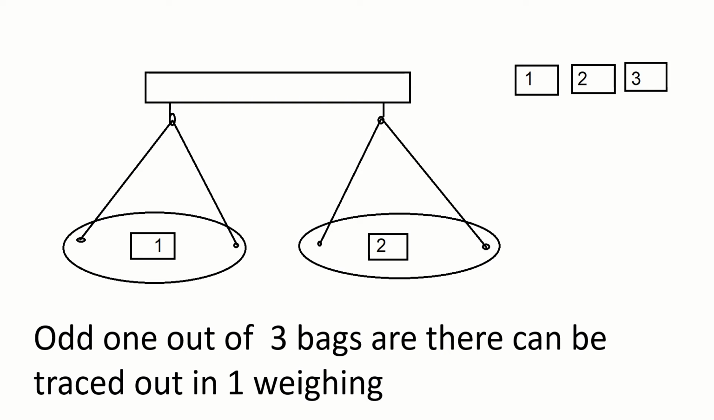It is simple. You put one bag on one pan and one bag on the other pan. You weigh. If any pan goes down, then that is the heavier one. If the two pans are equal, at the same level, then you can say the third one is the odd one. So using one weighing, you can find the odd one out of the 3.